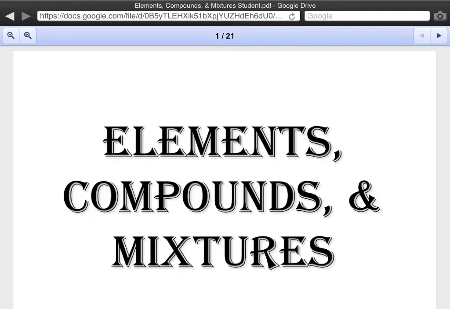Today we're going to be learning about elements, compounds, and mixtures. We talked about these words yesterday, and we're going to describe them as we go through the PowerPoint.